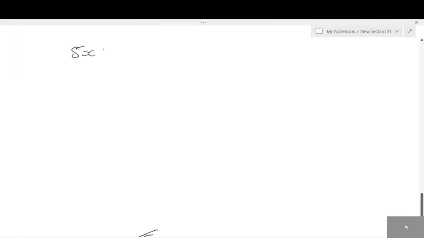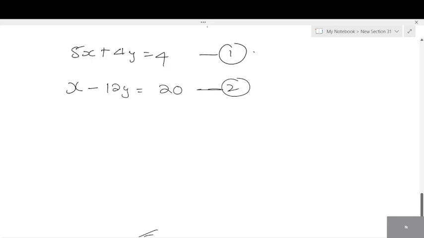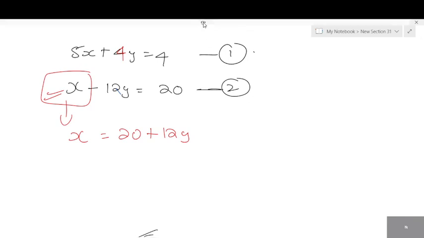Second question. 5x plus 4y is equal to y. This is equation 1. Next. X minus 12y is equal to 20. This is equation 2. Which equation do you all want to take? The first one or second one? Which one doesn't have a coefficient? Second one. Can you see the second equation? X doesn't have a coefficient, right? So take this equation directly. What happens to minus 12y if it goes to the other side? 20 plus 12y, right?